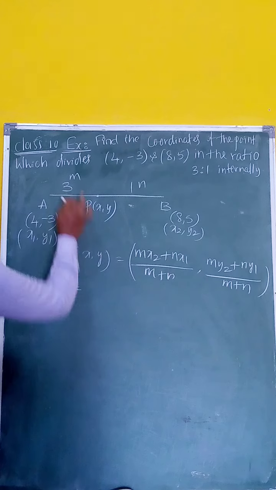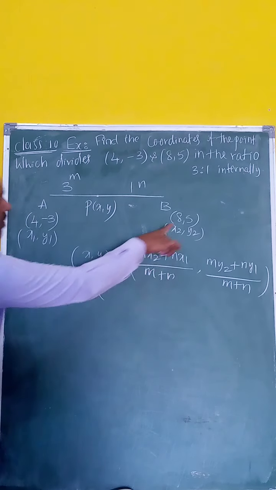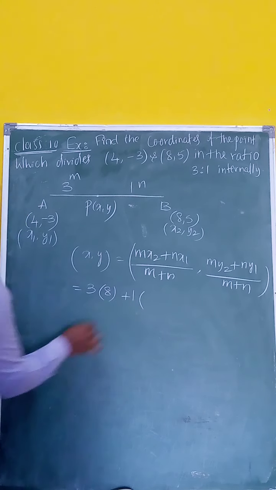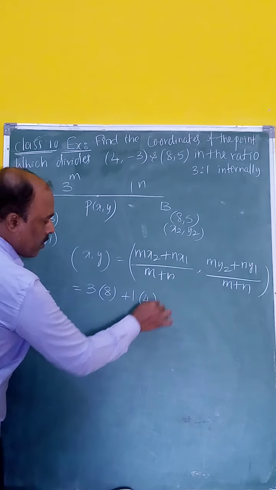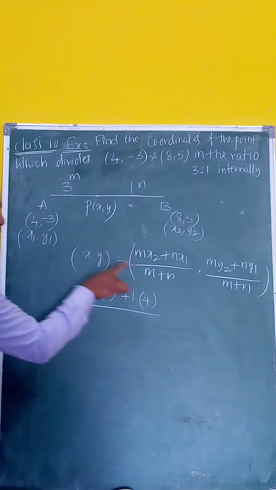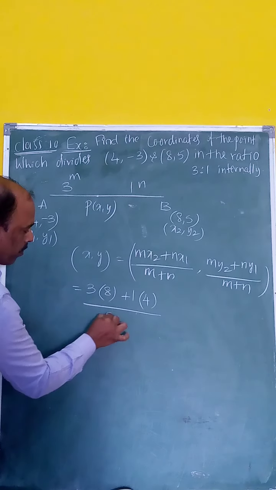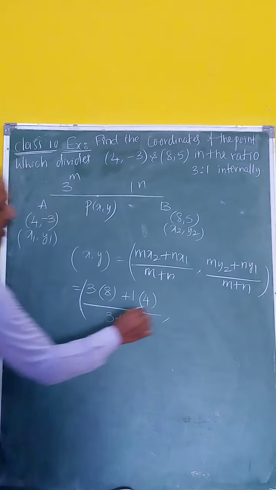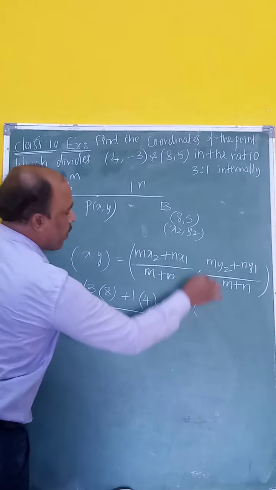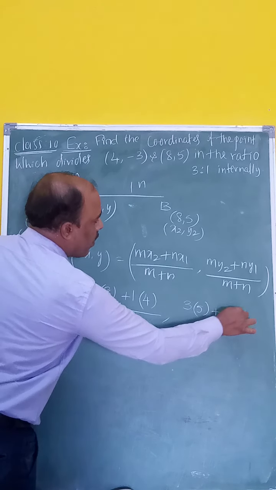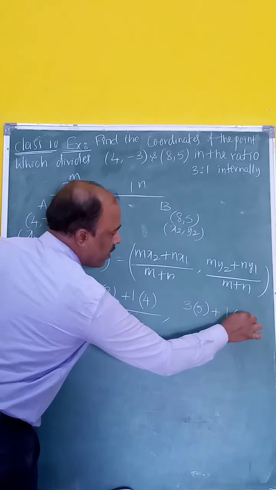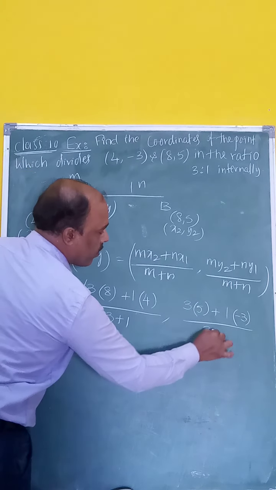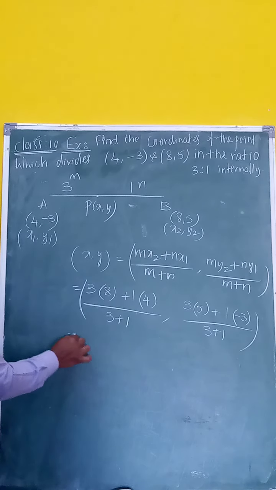We know all the values, just apply them. m x2, what is the m value? 3. 3 into x2, here x2 is 8, plus n is 1, x1 value is 4, by m plus n, 3 plus 1. That is the first coordinate. Second coordinate: m y2, m is 3, y2 value is 5, plus n value is 1, y1 is minus 3, divided by m plus n, again the same, 3 plus 1. That is the second coordinate.